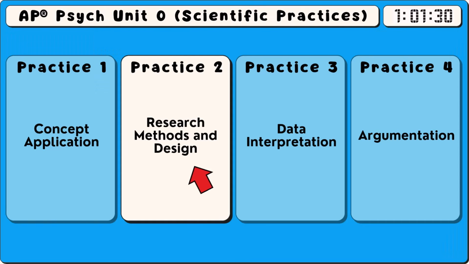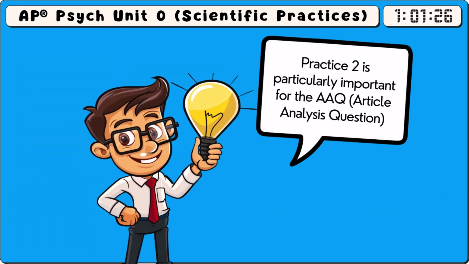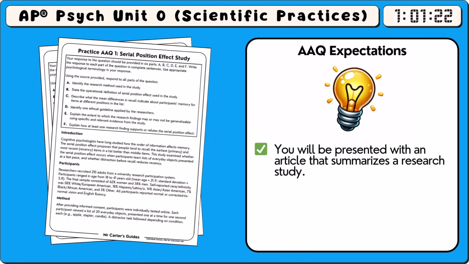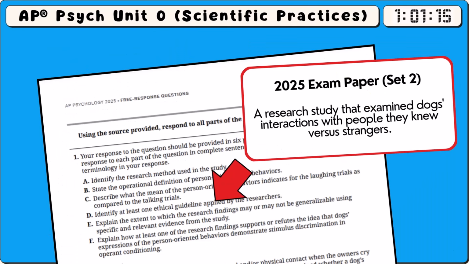Our next scientific practice for Unit 0 is titled Research Methods and Designs. This one is particularly important for the AAQ. In the article analysis section of the exam, you'll be presented with an article that summarizes a research study. For example, students who took Set 2 of the 2025 exam were given an article that summarized a research study that examined dogs' interactions with people they knew versus strangers.